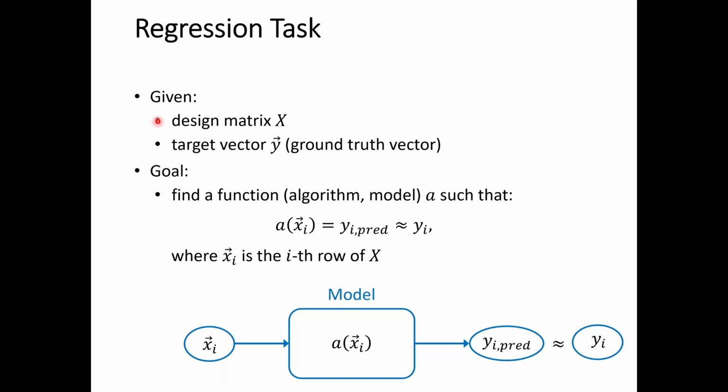We are given a design matrix X and a target vector y, or ground truth vector. The goal is to find a function or algorithm or model A such that A of x vector sub i equals y sub i pred, which approximately equals y sub i, where x vector sub i is the ith row of X. We can say that the input to the model is the vector x sub i, and the output is the predicted value of the target variable y sub i pred. The model should predict in such a way that y sub i pred is as close as possible to the ground truth value y sub i.